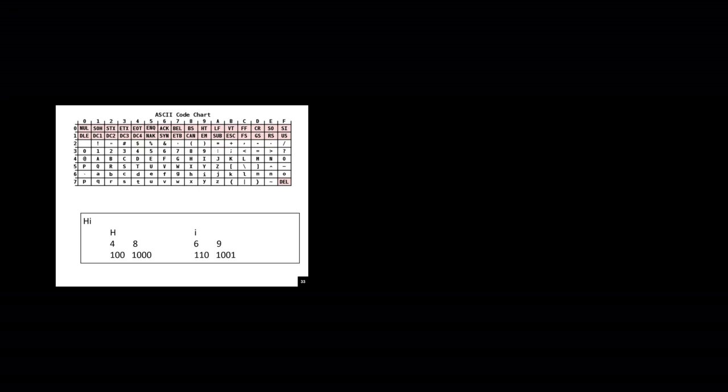And with i, lowercase i happens to be the 6th row. Binary for 6 is 110, and the 9th column, and the binary for 9 is 1001. So this is what your keyboard is doing. Every time you type into your keyboard, it is converting what key you happen to type into a binary code like this, and sending that binary code through to your computer so it can process it.